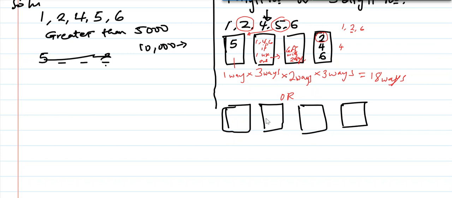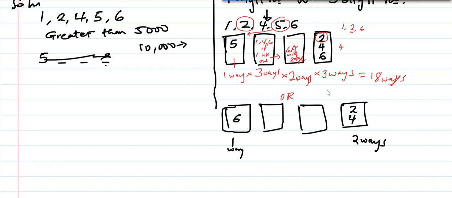Then I can also start with 6. Immediately I start with 6, it means the only numbers left to form an even number are 2 and 4. So this means I have 2 ways for the last digit, and I have 1 way for the first, right? Because I want to start with 6.